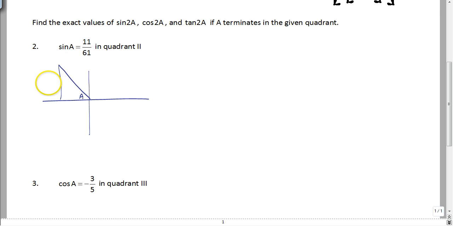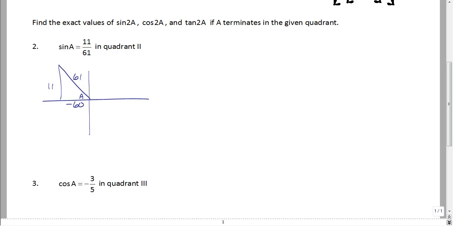So sine is opposite over the hypotenuse. And now what you're going to need to do is a little Pythagorean theorem magic and do 11 squared plus b squared is equal to 61 squared, and you're going to get 60. However, since we are in quadrant 2, that's when our x values are negative, so make sure that you have a negative 60 there.